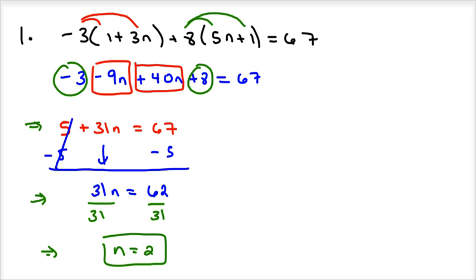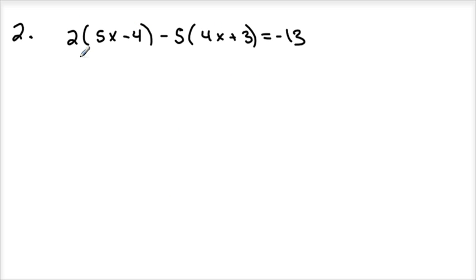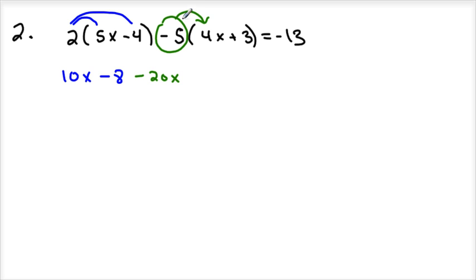Let's take a look at example number 2. So we have 2 times the quantity of 5x minus 4, minus 5 times the quantity of 4x plus 3, equals negative 13. So 2 times 5x, 10x. 2 times negative 4, negative 8. Be careful here, I'm actually distributing the negative 5. So negative 5 times 4x is negative 20x. Negative 5 times positive 3 is negative 15, equals negative 13.